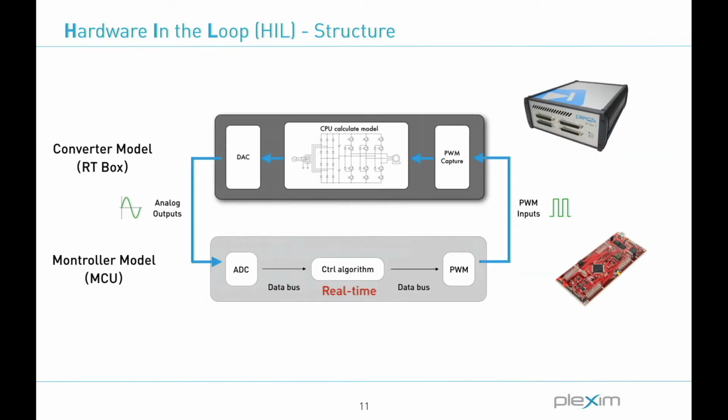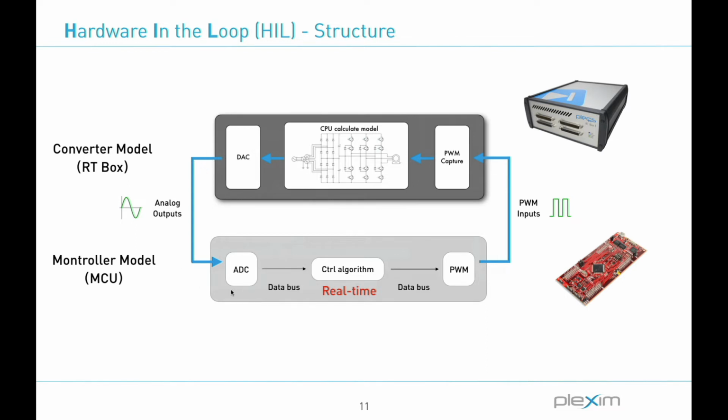Here you can see the basic hardware-in-the-loop structure. As I already said, hardware-in-the-loop simulation is a technique that consists of replacing the physical system with its mathematical representation. The mathematical model is simulated in a real-time simulator, where the measurements of the system, for example some voltages and currents in the model, are converted into real physical signals that are sent to the analog outputs of the RT Box.